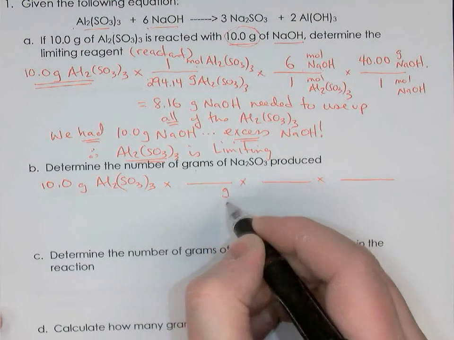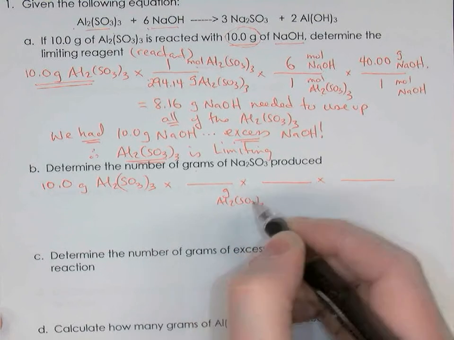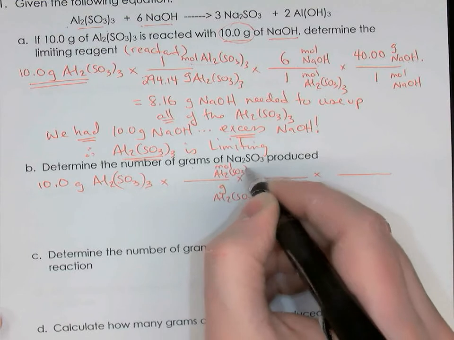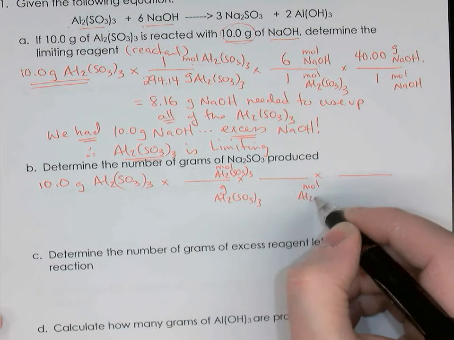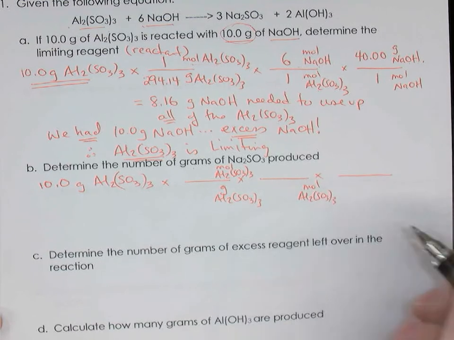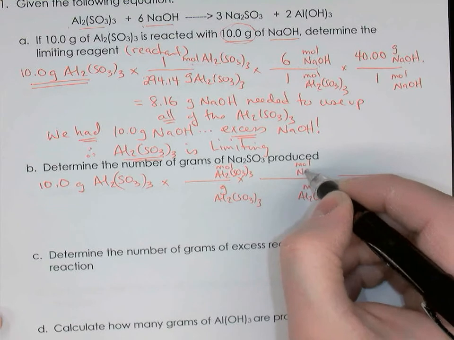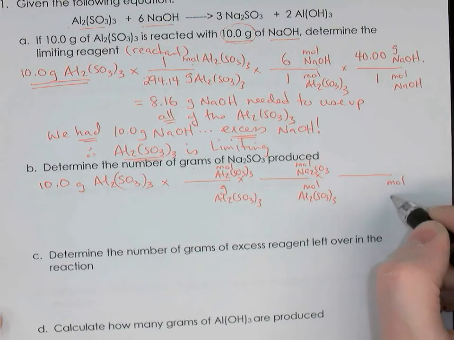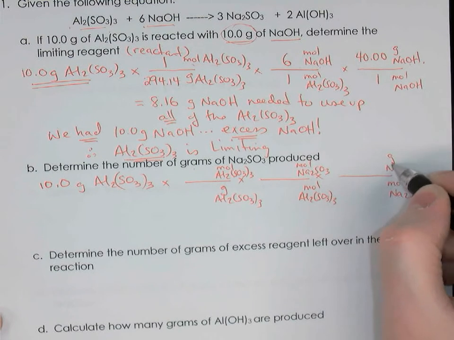In the first multiplier, convert your grams of aluminum sulfite to moles of aluminum sulfite. Then convert the moles of aluminum sulfite, and here's your balanced equation now, to moles of sodium sulfite. And then finally the question wanted to know the mass, so we'll convert the moles of sodium sulfite to grams of sodium sulfite.